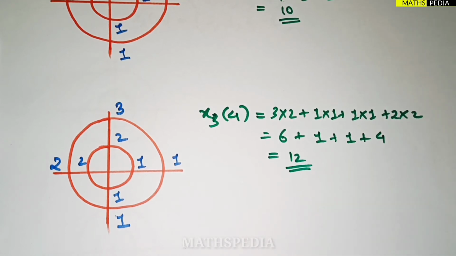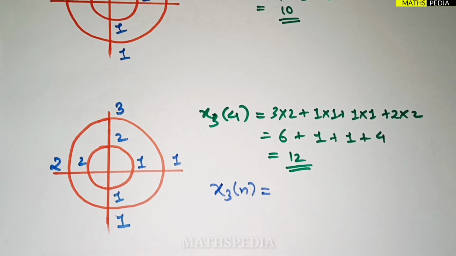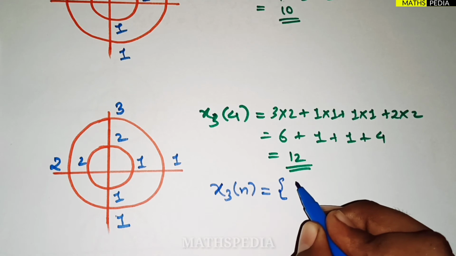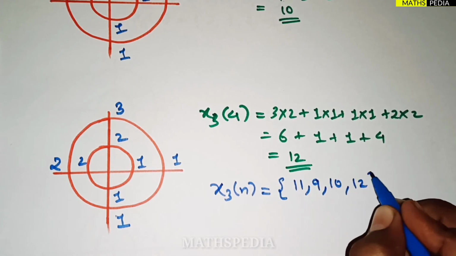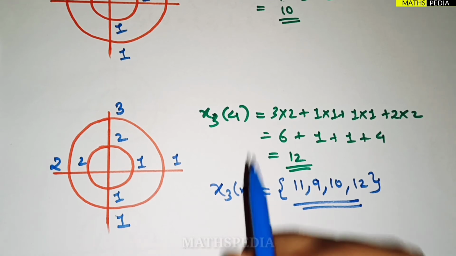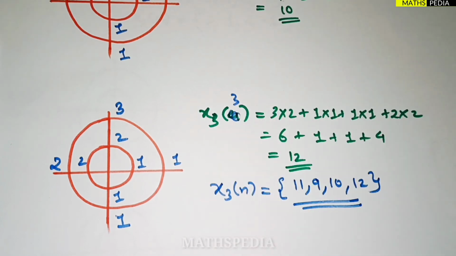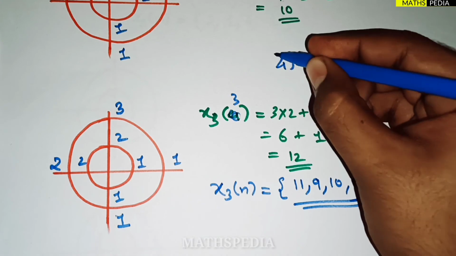So answer is 12. So the last sequence I can write it as x3 of n. The convolution, circular convolution of the both the sequences is nothing but 11, 9, 10 and 12. Okay, so this will be my answer. So till you have to find out, sorry, this is nothing but 3. x3 of 3 you have to find out. Okay, because the length of the sequence is 4.